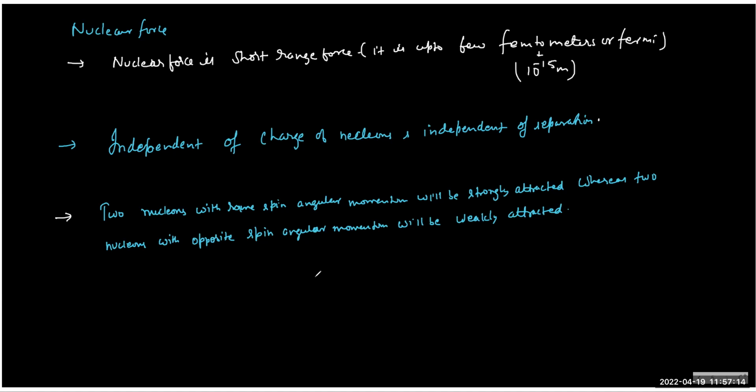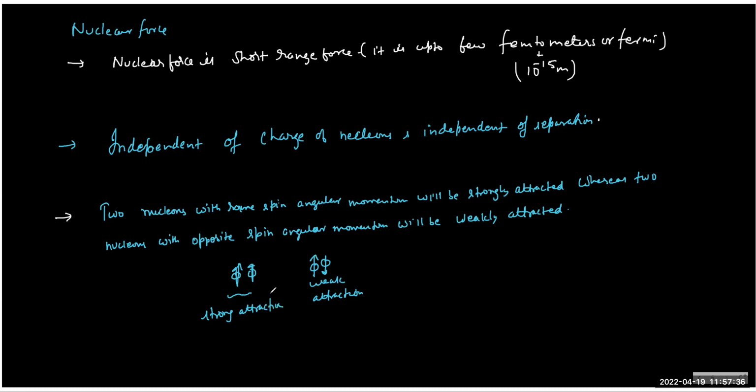So if they have the same spin, you can think of it this way: strong and opposite means weak attraction, the same is strong attraction. So there is no repulsion, only attraction, but it is strong or weak.